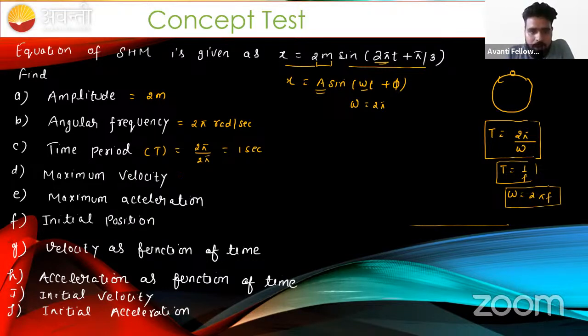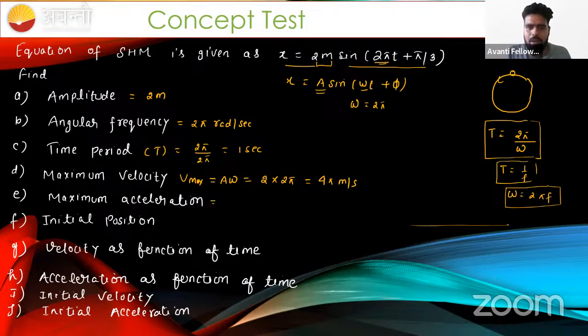What is maximum velocity? In the previous slide, we know that the maximum velocity is A into omega. What is amplitude? We already know it is 2. What is omega? We already know 2 pi. What is the SI unit of velocity? Meter per second. Then what is the answer? 4 pi meter per second. I hope it is clear to everyone.